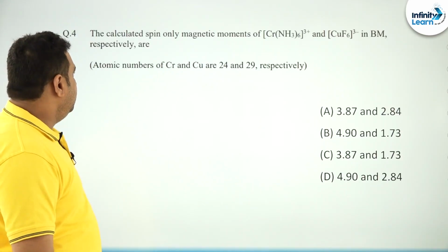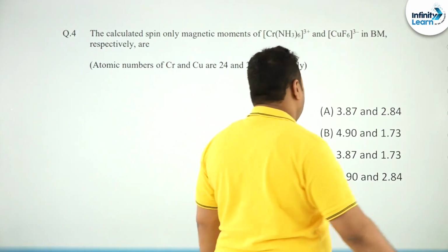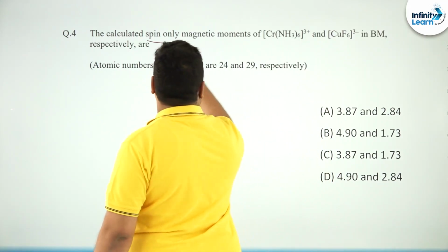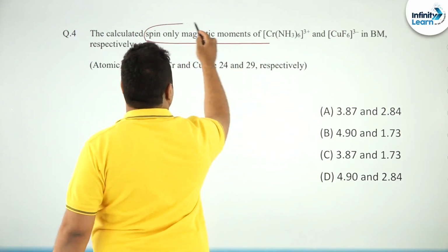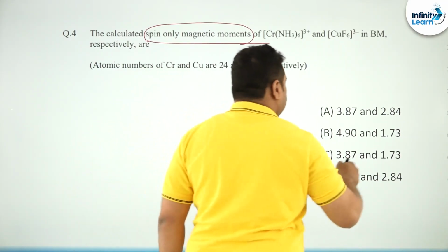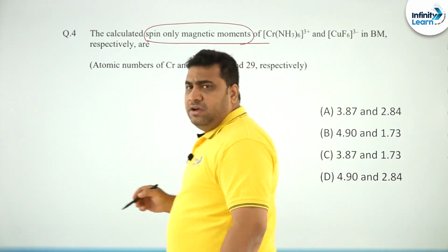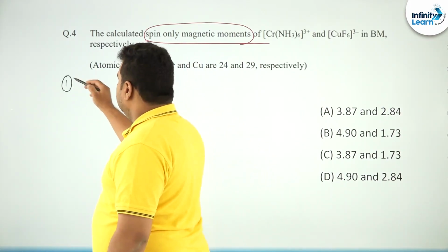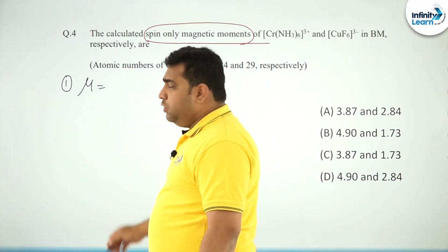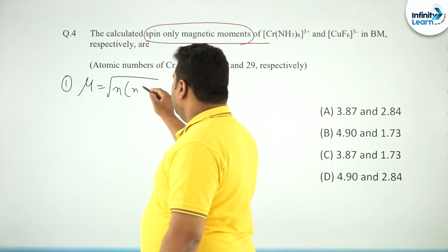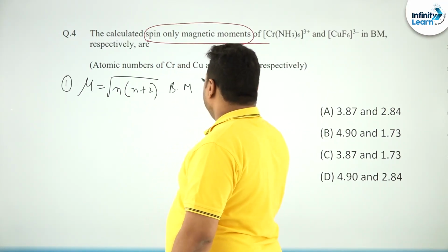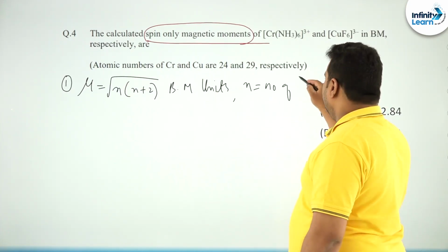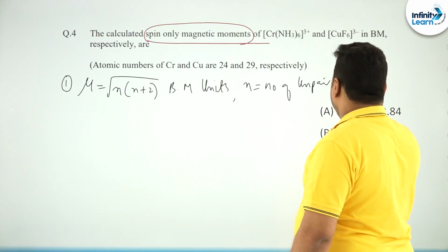Now, moving to our next question, question number 4. The question states: calculate the spin only magnetic moment of the following. What is the formula for spin only magnetic moment? Everybody knows, you study it in atomic structure and also in complex compounds. So, point number 1, the spin only magnetic moment is given by the formula mu is equal to root of n into n plus 2 Bohr magneton units, where n is the number of unpaired electrons.